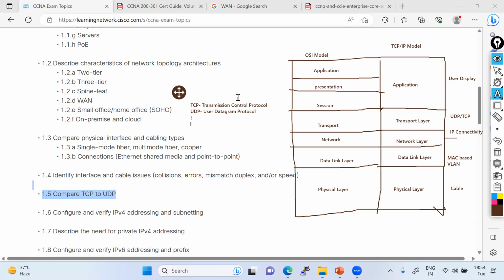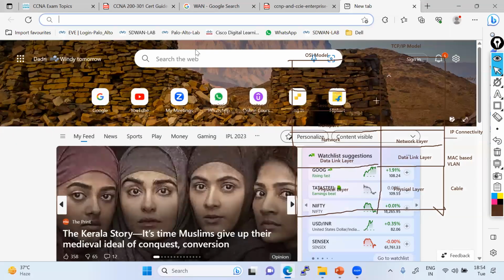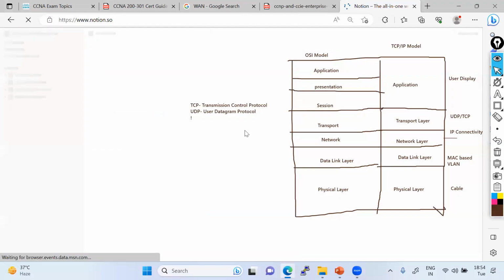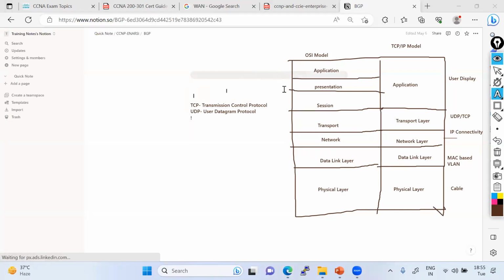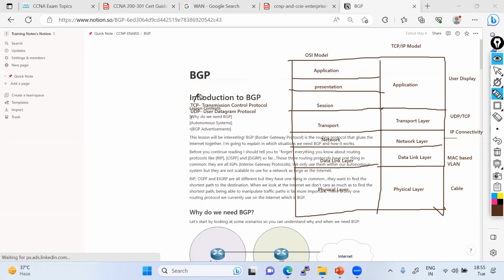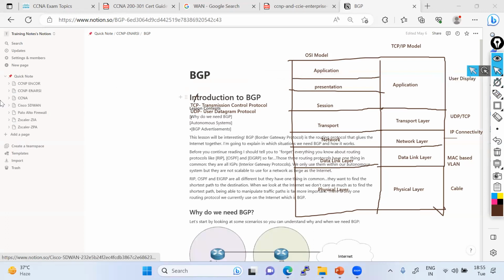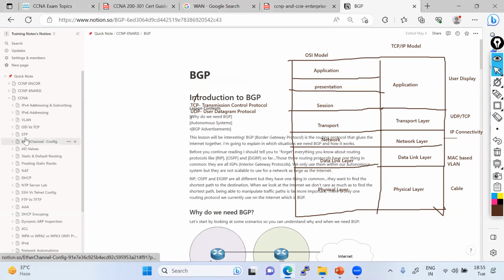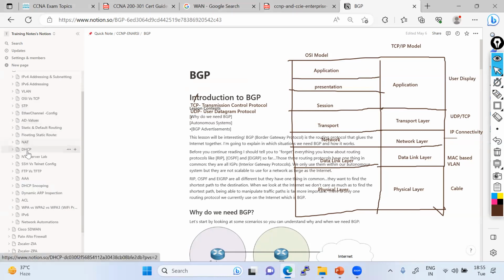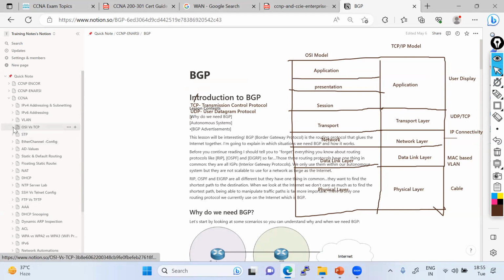Right. So now we have to understand what TCP is and what UDP is. First thing, TCP and UDP always work on the transport layer. No need to worry. TCP is known as a connection oriented protocol. Let me just see here. Website TCP.